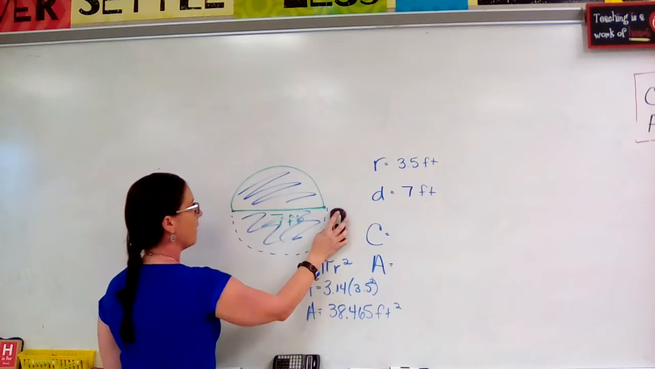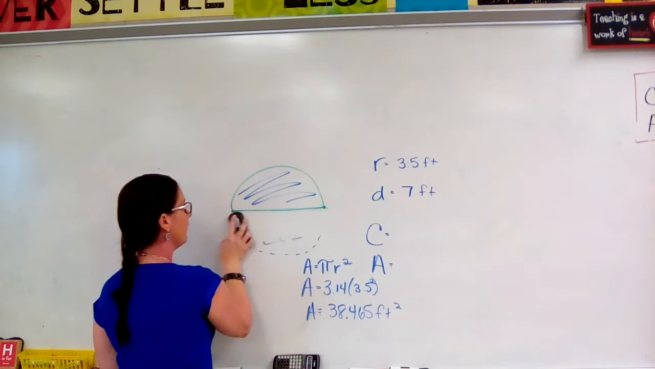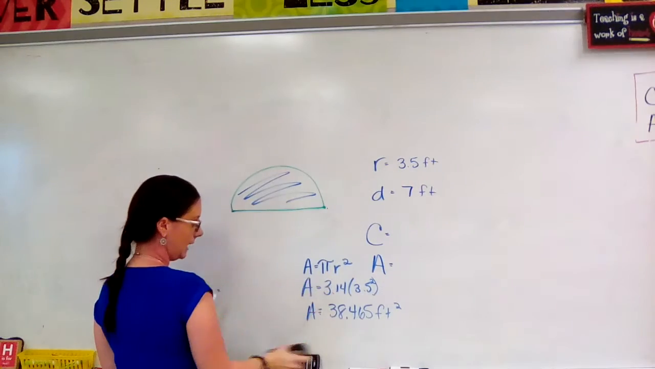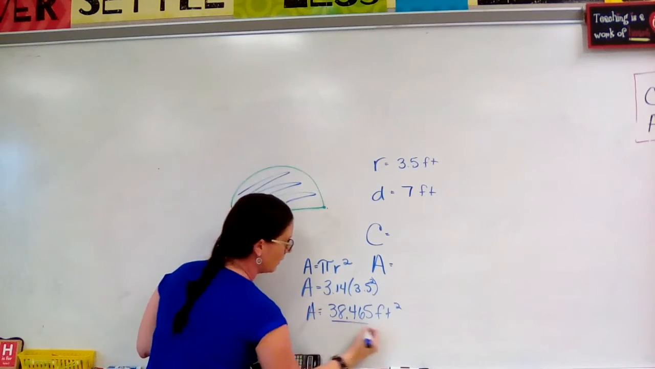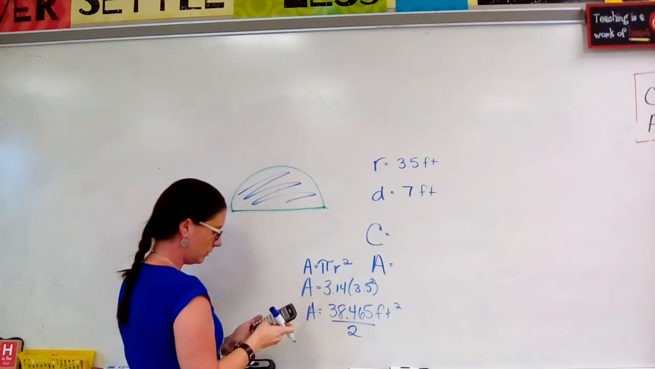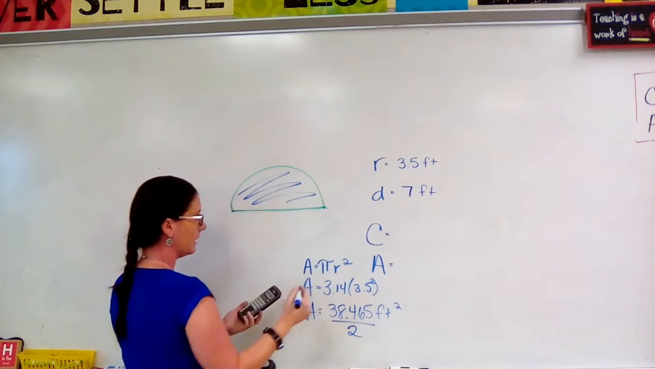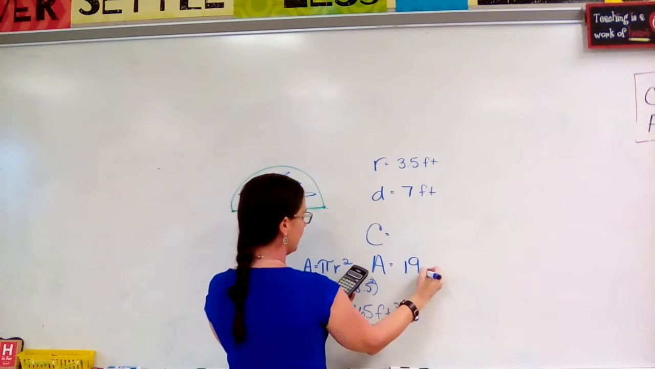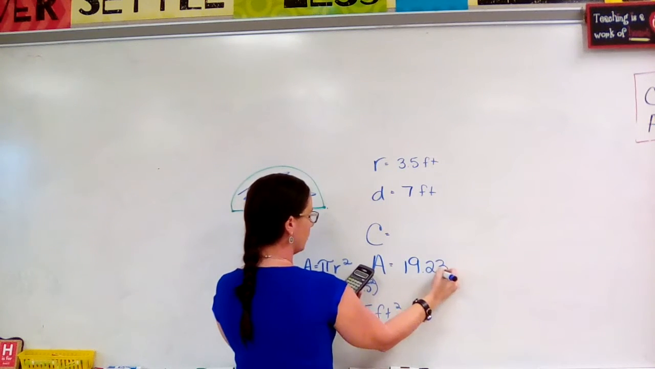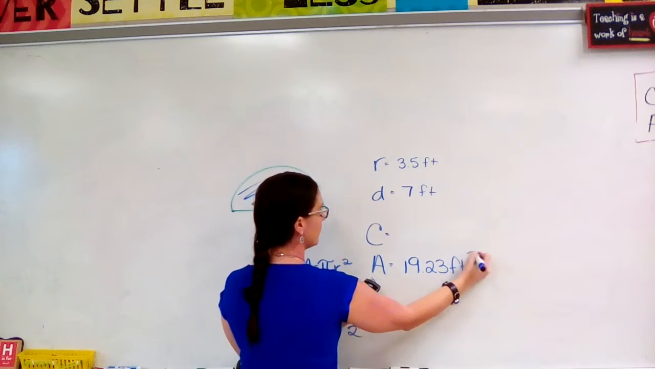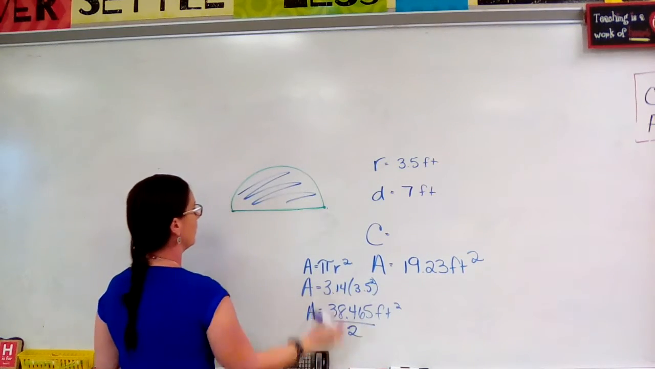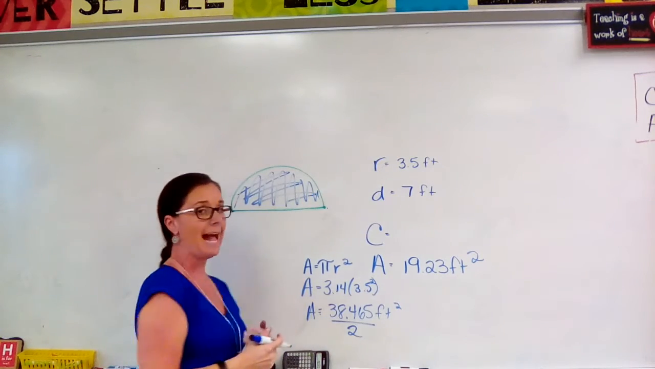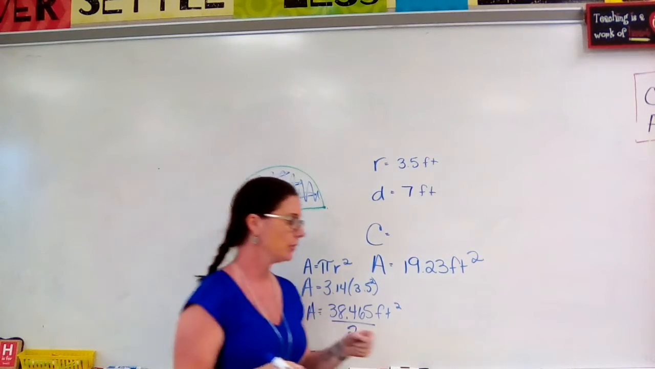I want to know what just a half of a circle is. So if I divide this number by 2, I would end up with an area of 19.23 feet squared. I would just be counting the inside of my semicircle. I don't need to add anything else to it.